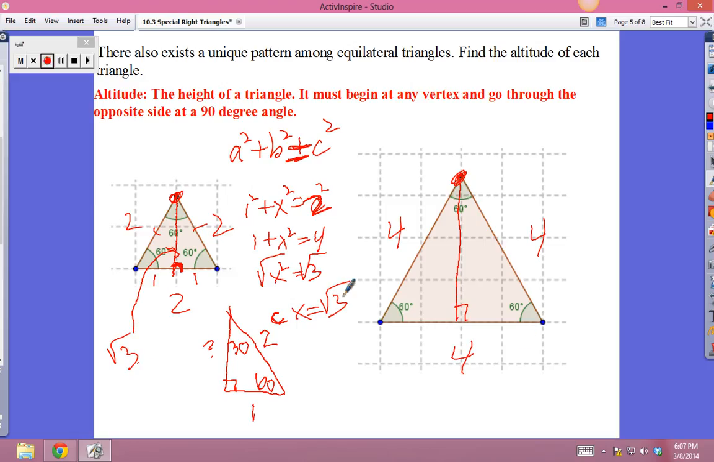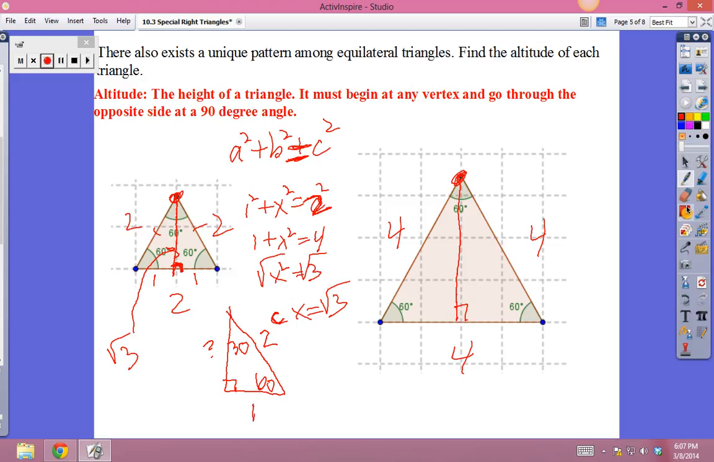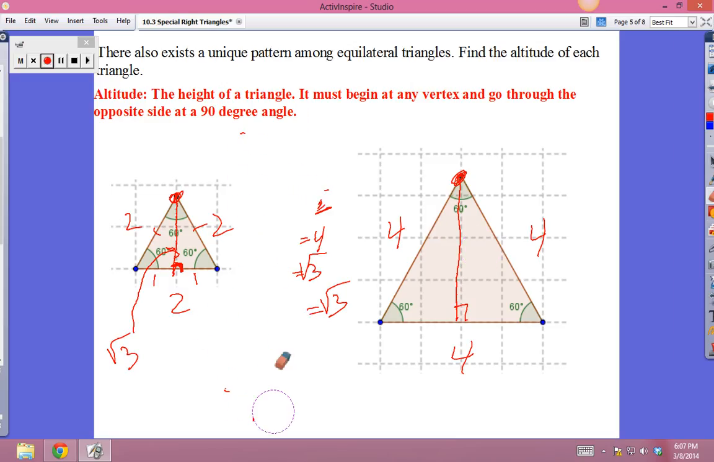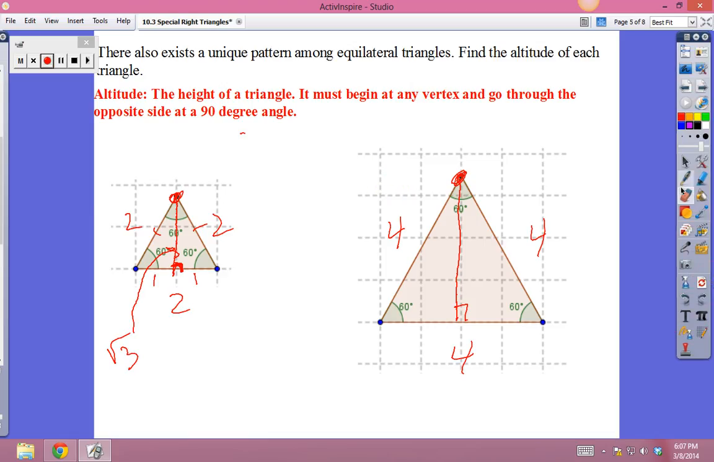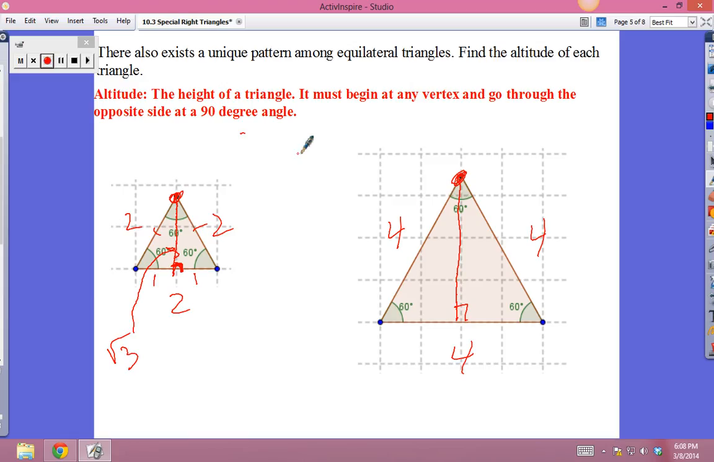Okay, now the second one. I'm going to erase this stuff. So these triangles are similar. They're the exact same shape. They're just different size. Okay, this triangle I'm going to look at right here. I'm going to look at this half. So that's a 30, that's a 60, that's a 90. Let's say this is 4, this is 2, and the question is, how tall is it?